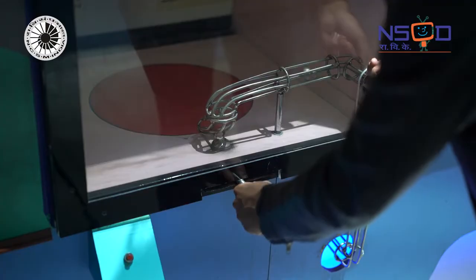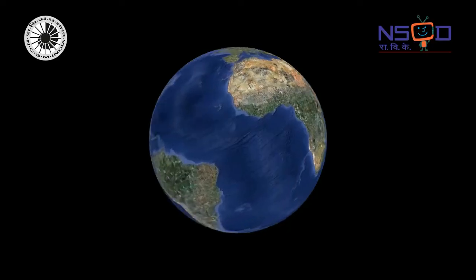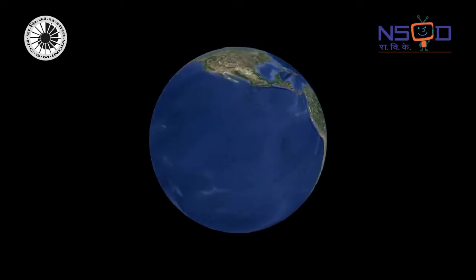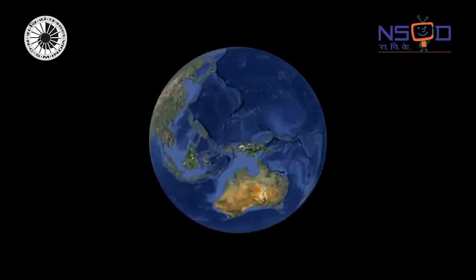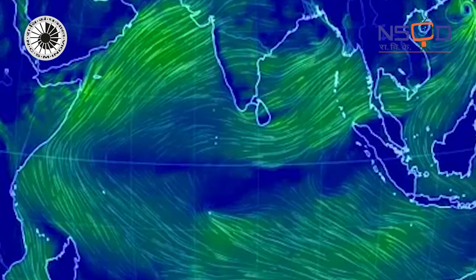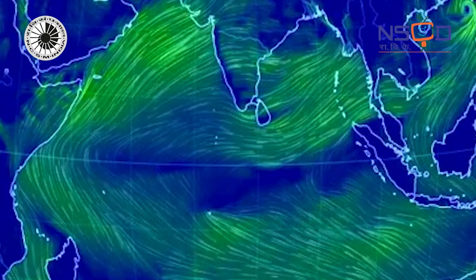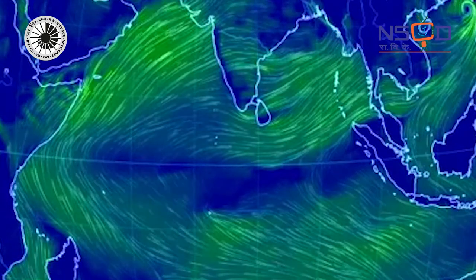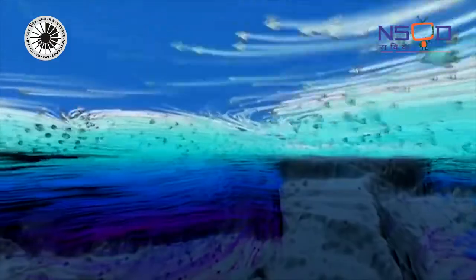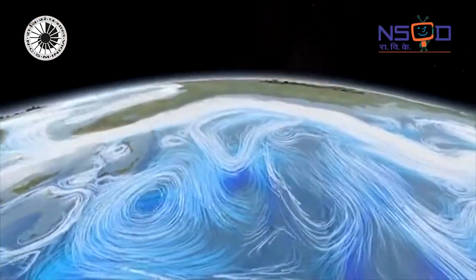It causes the ball to deflect from its path. In a similar way, the rotation of the Earth affects the direction of movement of winds. As the Earth rotates, it makes circulating air deflect towards the right in the northern hemisphere and towards the left in the southern hemisphere. And since winds affect the movement of surface ocean currents, these currents too are deflected, thus the beautiful curved paths.